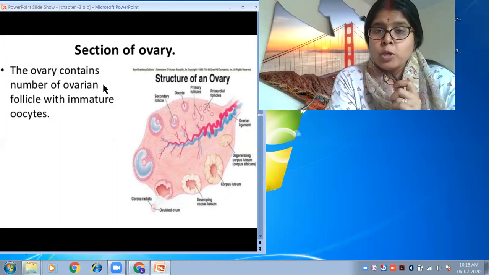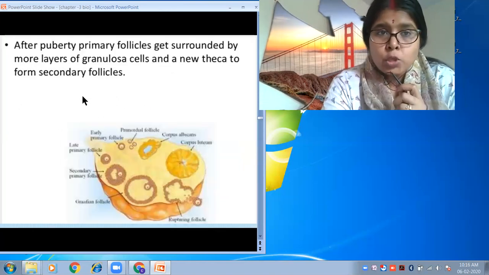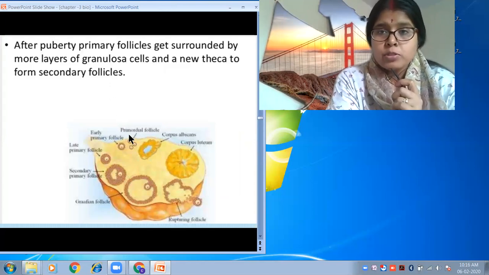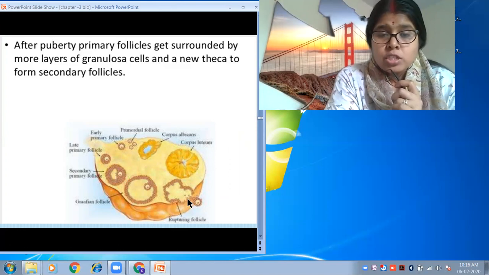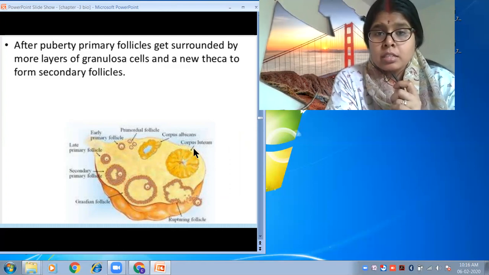The first is the immature stage, where many oocytes form. Then the oocytes mature into primary follicles, then primary to secondary follicles, then to the Graafian follicle. When the Graafian follicle matures, it releases the ovum. What does it release? The ovum. When the ovum is released, the rest of the follicle is called the corpus luteum.